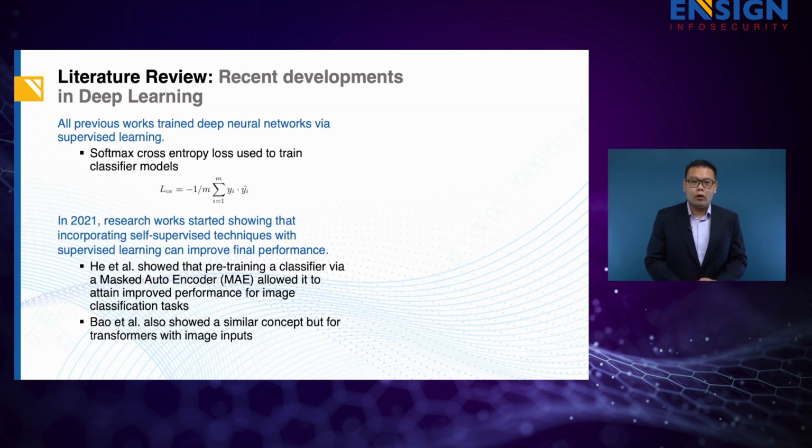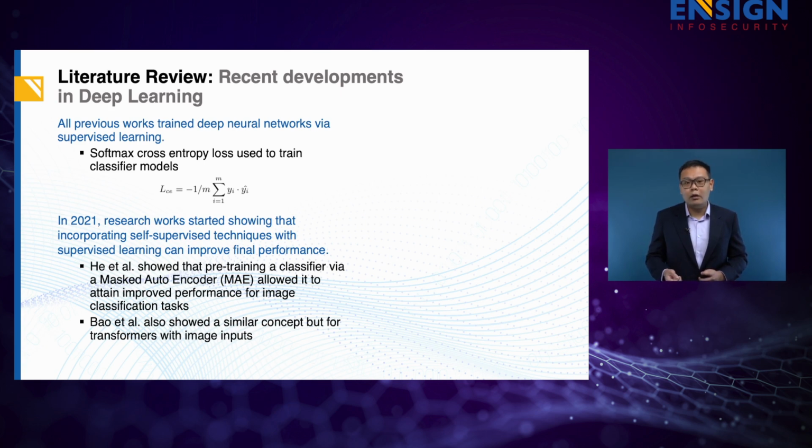It should be noted that all the previous works that we have reviewed thus far involved training deep neural networks using the softmax cross-entropy loss as defined in the equation here. This is the typical loss function used to train multi-class classifiers because it is a convex loss function. Thus, classifier neural networks are normally trained end-to-end via this loss function in a fully supervised manner.